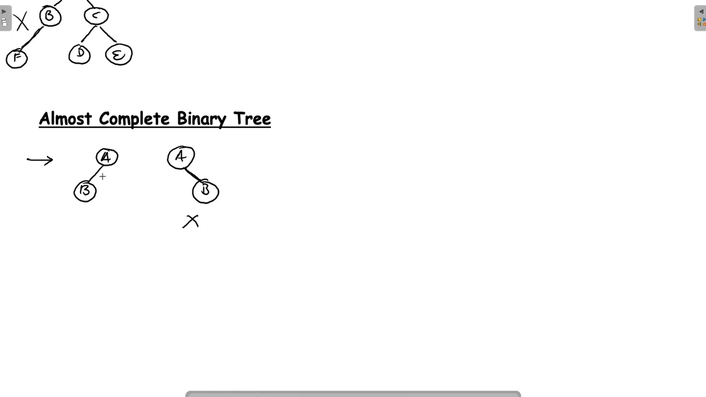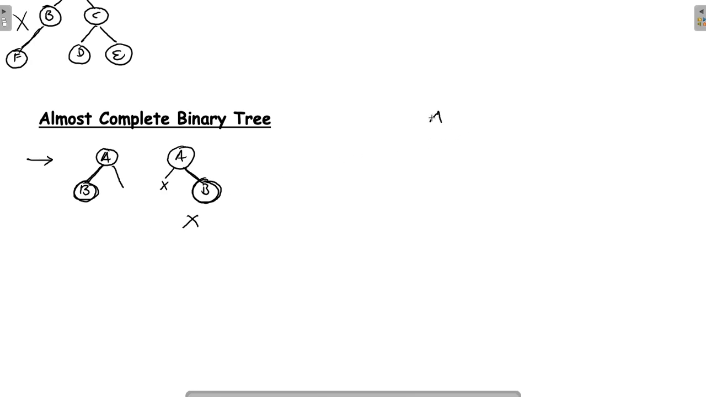It should have the left children filled first, then only it can have the right children. So in this case the left children is null. It means that you cannot directly have the right children. So that's why it is called as almost binary tree. Now let us take another example.